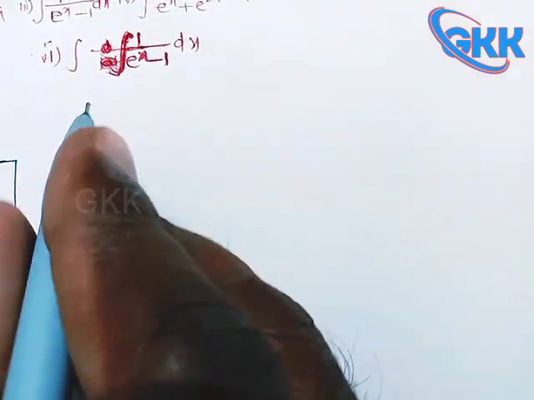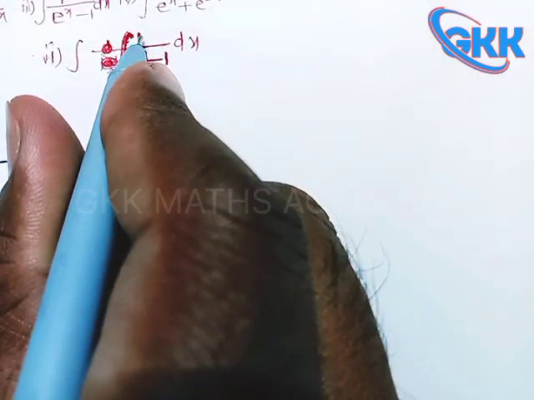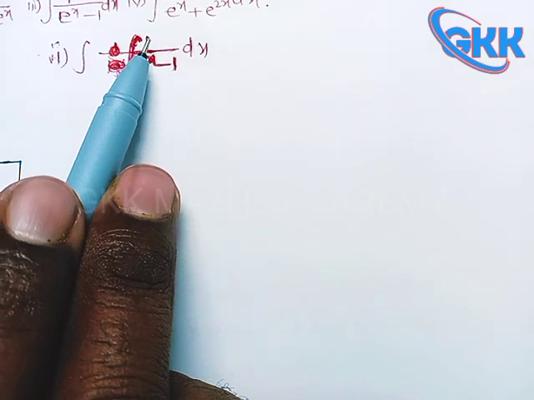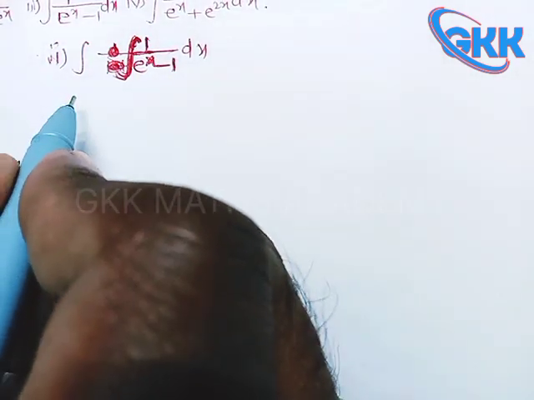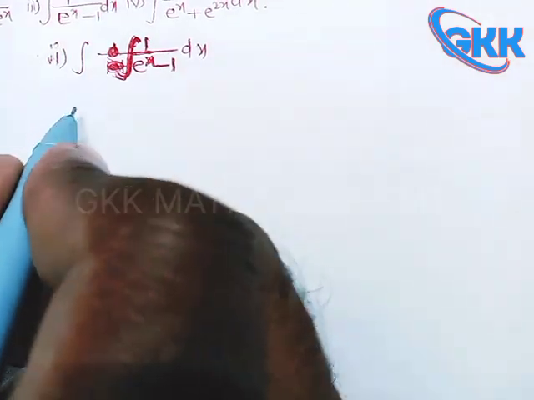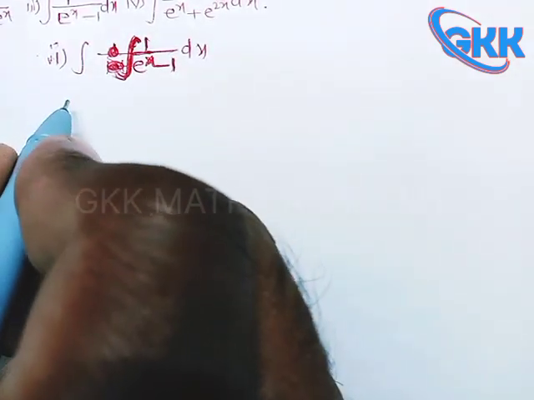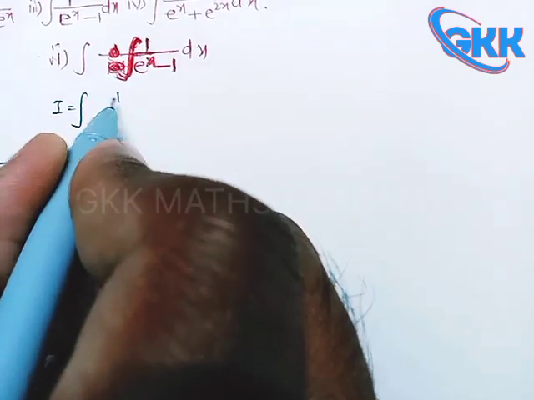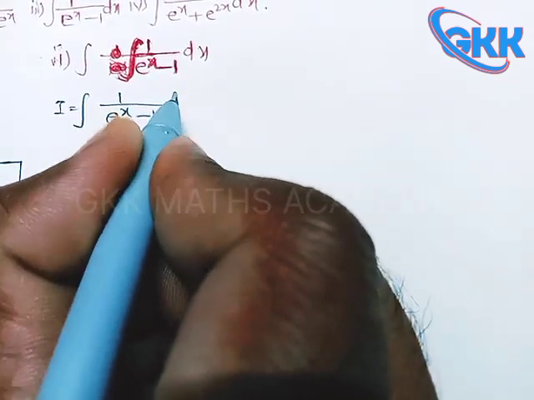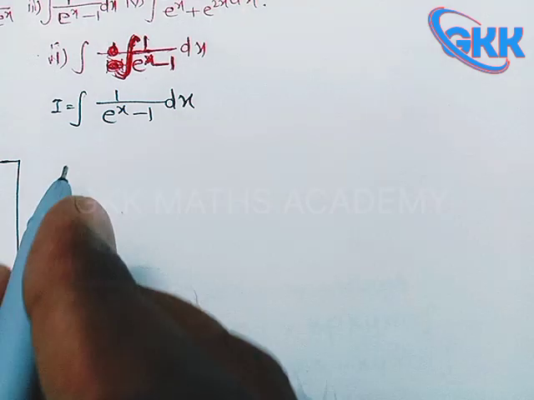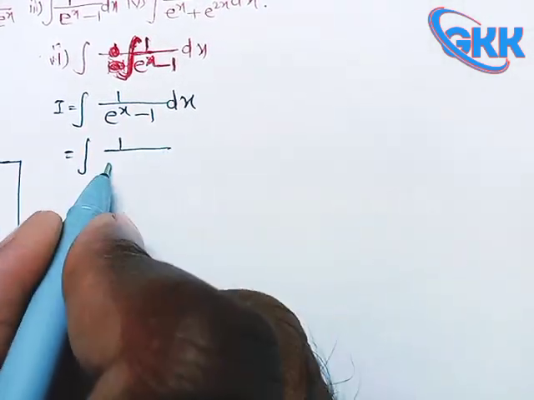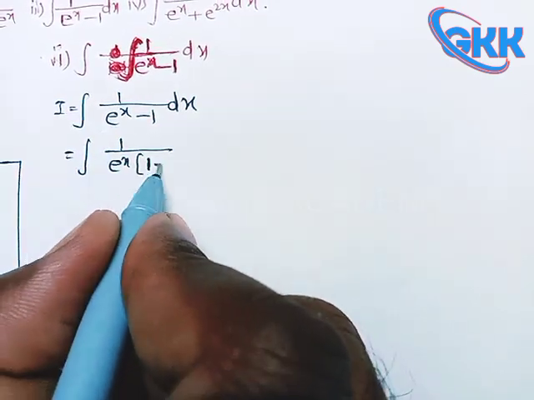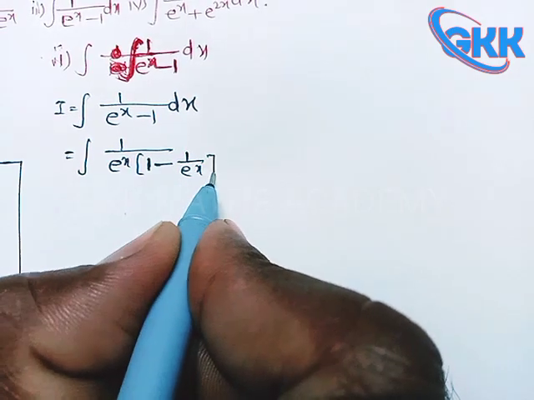Otherwise, if you are confused, our main intention is to get e power x in the numerator. Why? Because d by dx of e power x is what we should find in the numerator. So we'll try directly. Solution: I is equals to integral of 1 upon e power x minus 1 dx. For that, I take e power x common. Then we get e power x times 1 minus 1 upon e power x, dx.